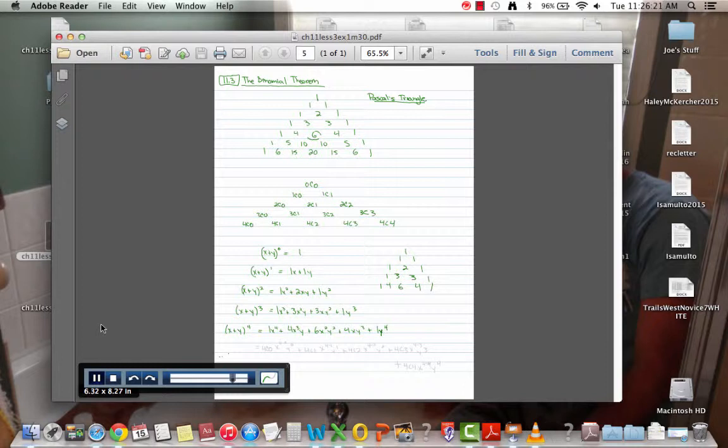Another way to write that, which will make sense to you more in a second, is to say that's 4 choose 0, x to the 4 minus 0, y to the 0, plus 4 choose 1, x to the 4 minus 1, y to the 1, and then 4 choose 2, x to the 4 minus 2, y to the 2, 4 choose 3, x to the 4 minus 3, y to the 3, and finally, next row, 4 choose 4, x to the 4 minus 4, which is 0, and then y to the 4.